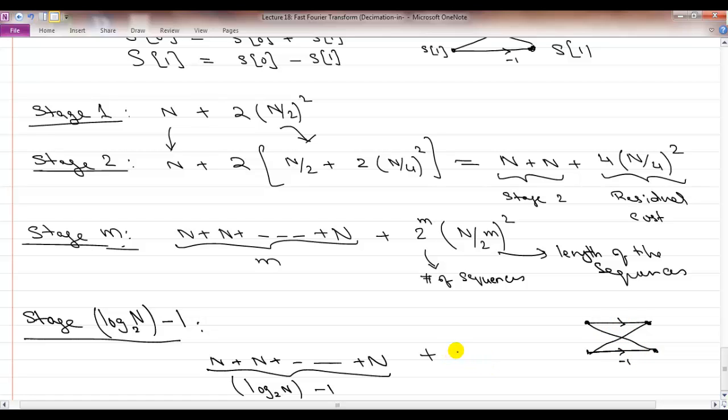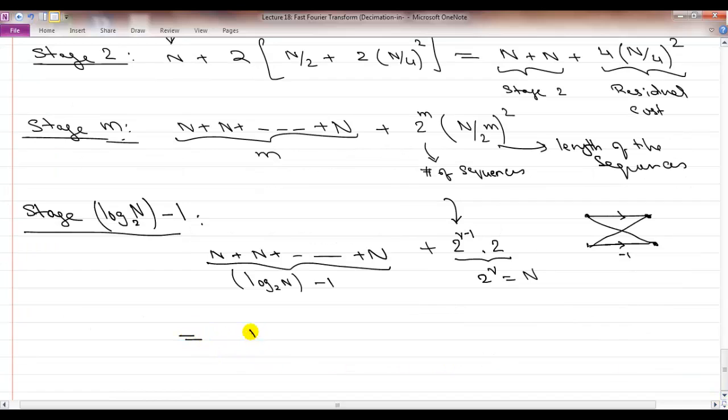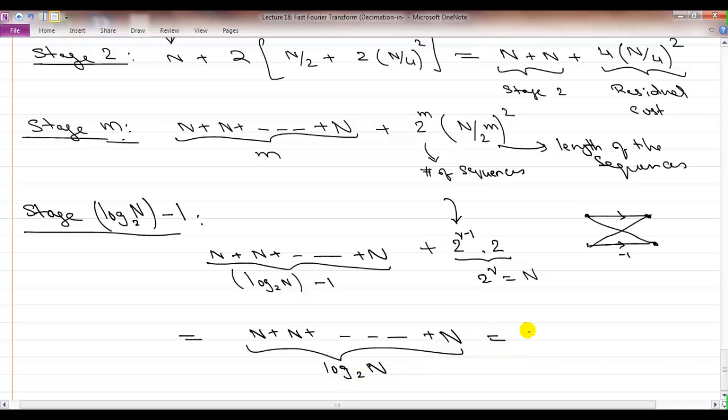Right? So how many sequences you have? At the very last stage, how many length 2 sequences you have? 2 to the nu minus 1 sequences. Okay? And this is the number of sequences you have, and the cost of computing the 2-point DFT of each sequence is simply 2. So which is equal to 2 to the nu, which is n. So this means that your total cost is, you had first log n to the base 2 minus 1 plus another n, so you have log n to the base 2 number of n's. That is equal to simply n log n to the base 2.